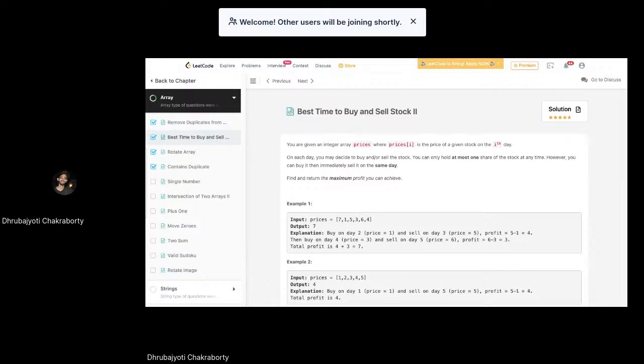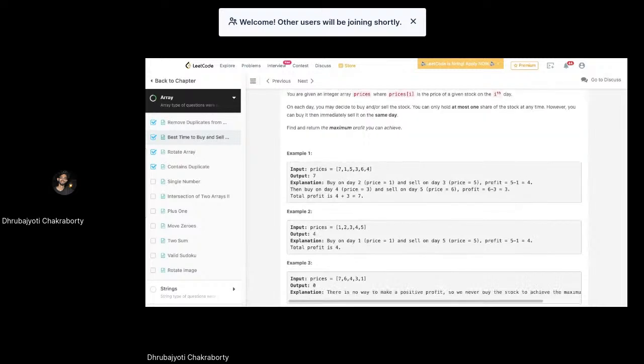So basically, let's say the first test case here, we have our array as prices, and in the prices we have 7, 1, 5, 3, 6, and 4, right? Now let's say I buy a stock at 7, I can sell at 1, I can buy a stock at 5, I can sell at 3, I can buy a stock at 6, and I can sell at 4, right? I cannot do something like buy a stock at 7, again buy a stock at 1, again buy a stock at 5, and then sell it at 3. It is not possible, right?